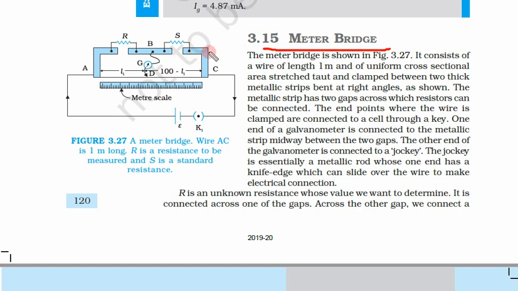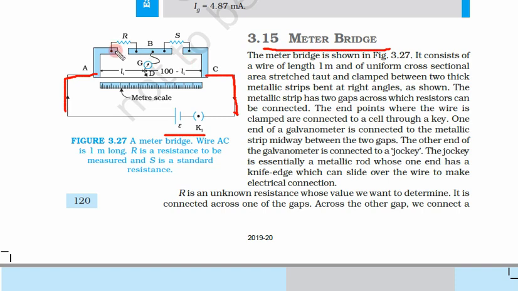Remember, in that Wheatstone bridge you have four resistances R1, R2, R3 and R4. R3 was the tunable resistance and R4 was the unknown resistance. Similarly here, if you see, this is called a meter bridge. A power source is connected between arms C and A. This is the power source. This is called the power arm or battery arm.